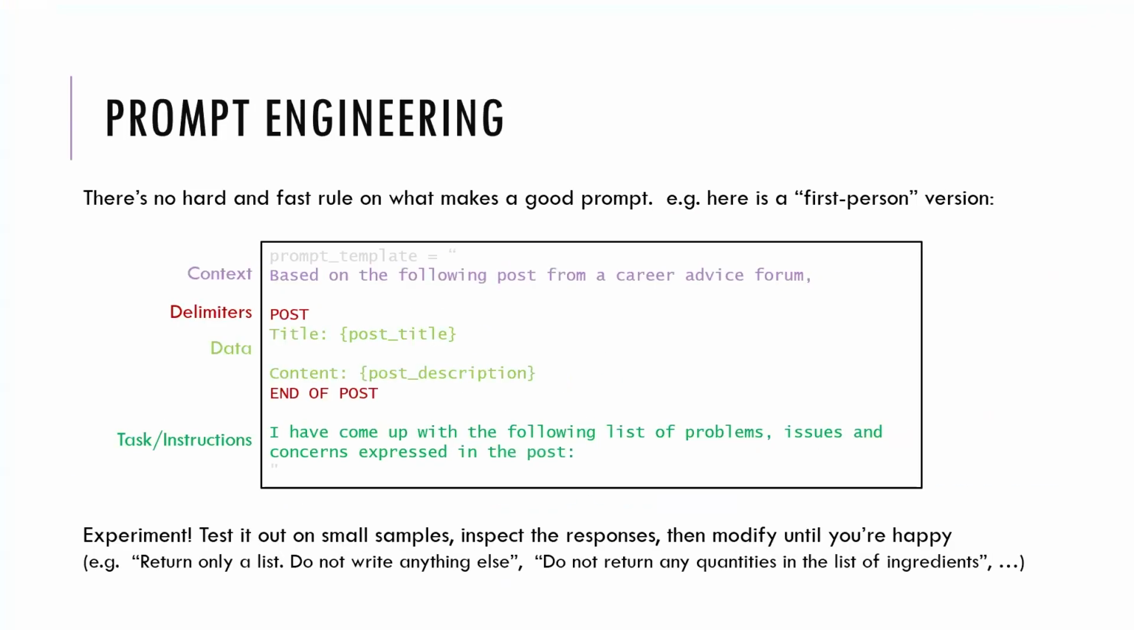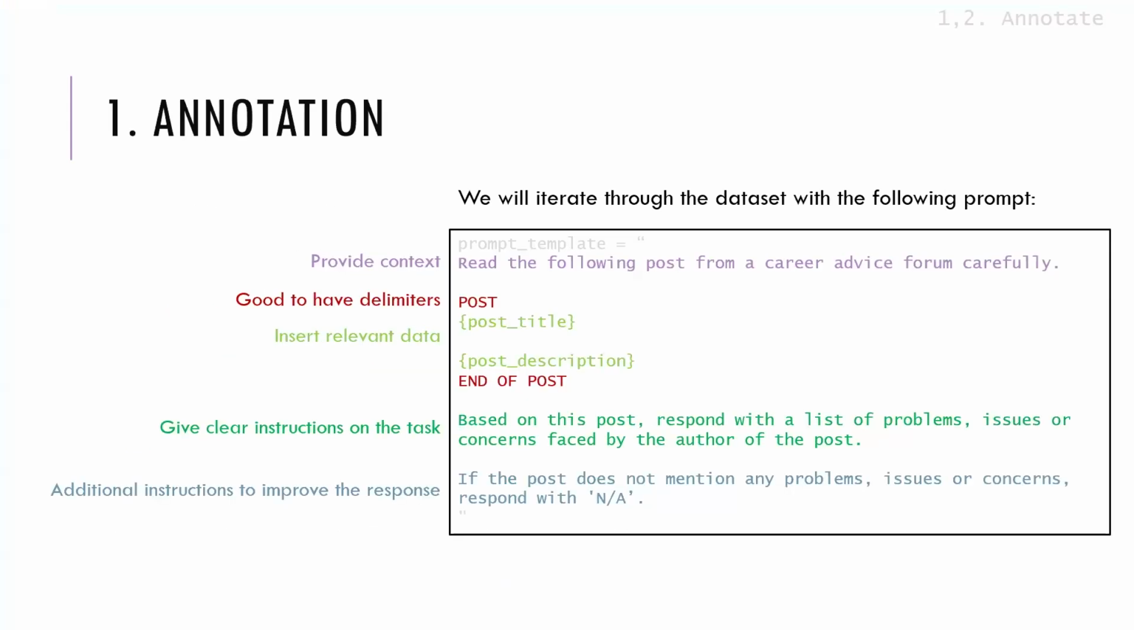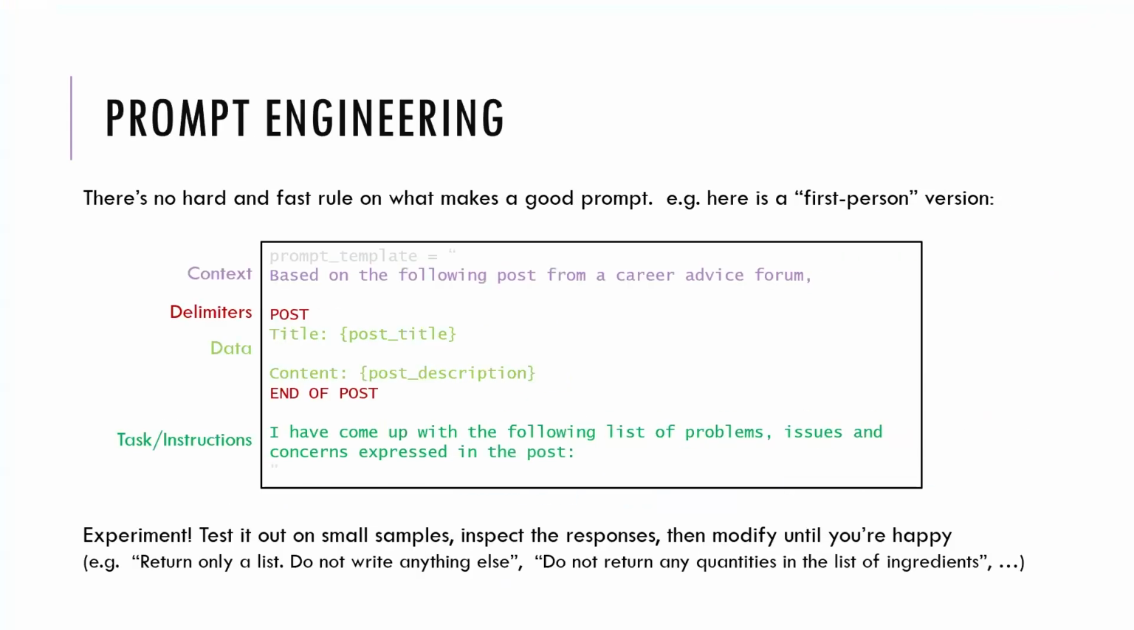There's no hard and fast rule on what makes a good prompt. The previous one was just an example, but here's another example. You can use the first person voice: based on the following post, I have come up with the following list of problems, and then leave it blank and get the LLM to fill it in. You can be creative in how you craft your prompt. But you can see that the structure of the prompt has the same kind of parts: the context, the delimiters, the instructions, and the data. So play around with it until you get a prompt that produces the outputs that you want.